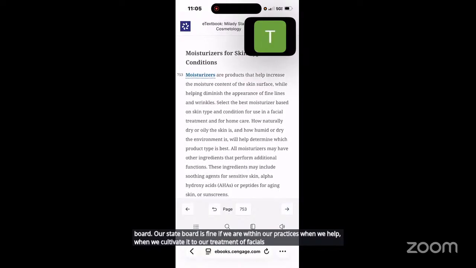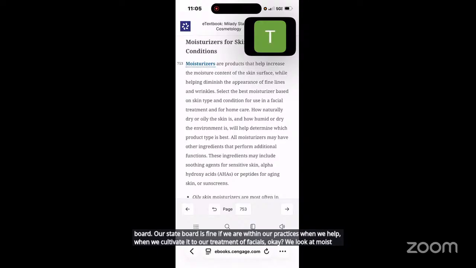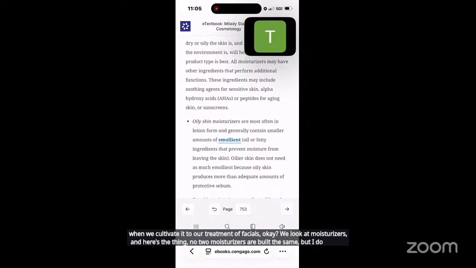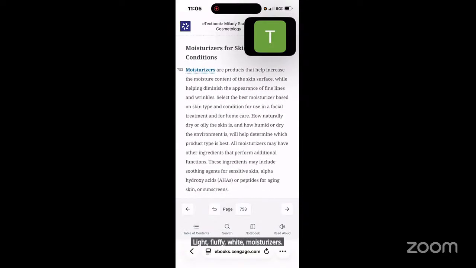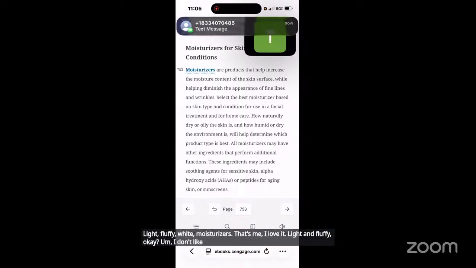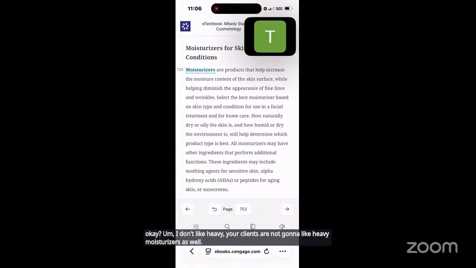Okay. We look at moisturizers, and here's the thing: no two moisturizers are built the same. But I do like light, fluffy white moisturizers. That's me. I love it. Light and fluffy. I don't like heavy. Your clients are not going to like heavy moisturizers either, because if they have just had a facial and feel so light and airy, then here comes something at the end that feels heavy, they're going to want that off of their face. All right. So, moisturizers.